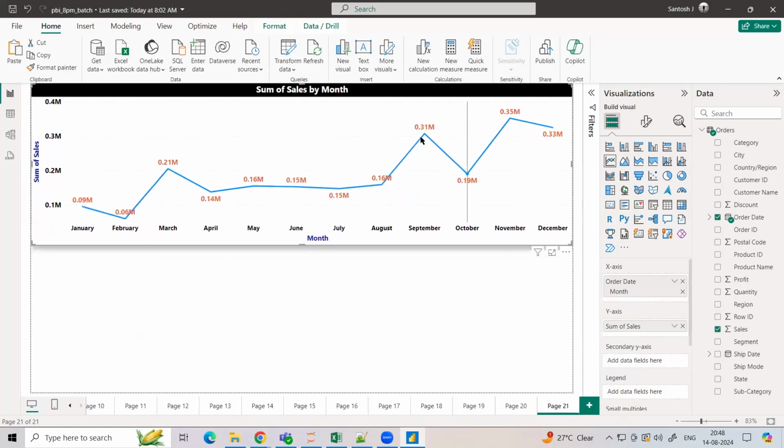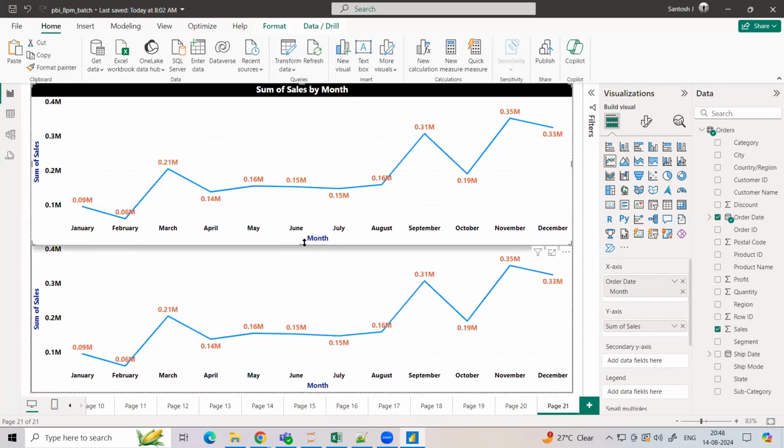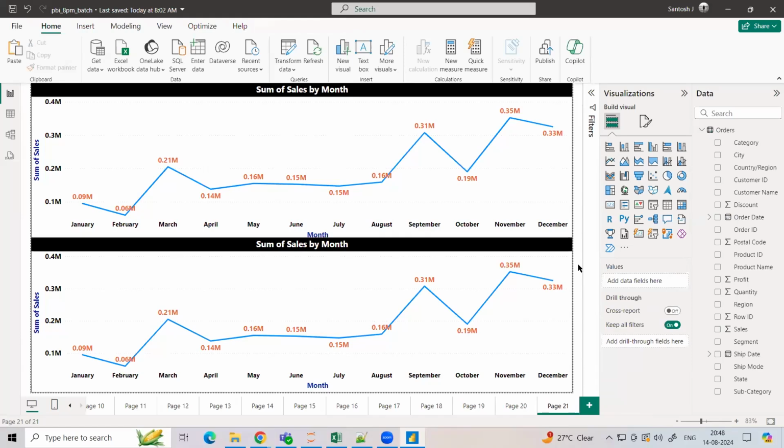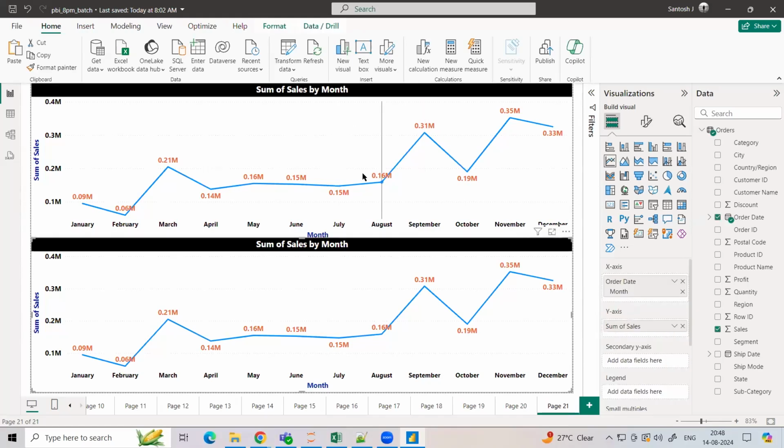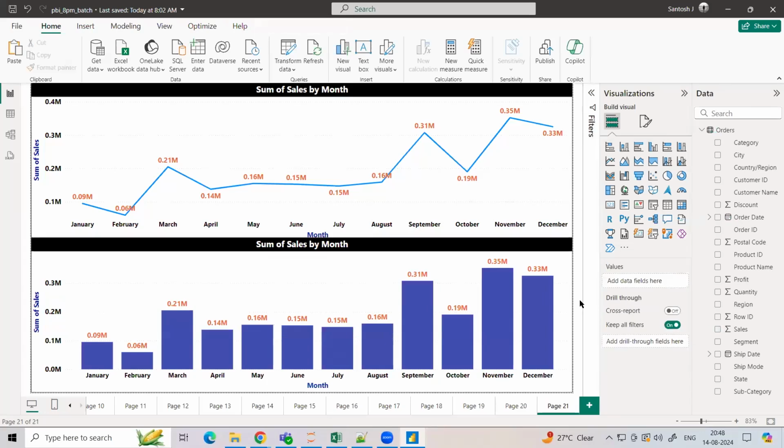So what I'm going to do, if someone has a question, we cannot just skip it. We have to try it. Let's see what I did. One chart, I made it as a line chart. One chart, I made it as a column chart. Both are readable.